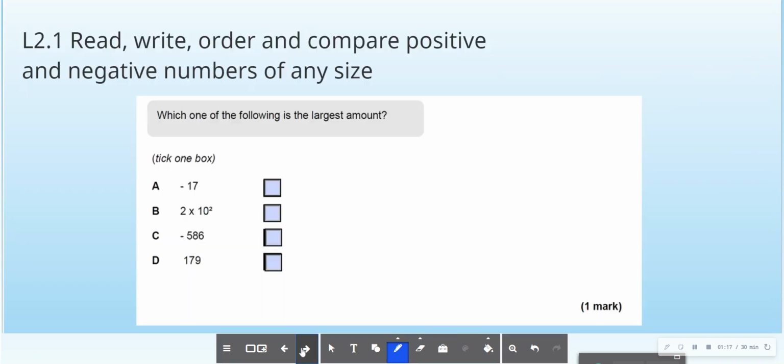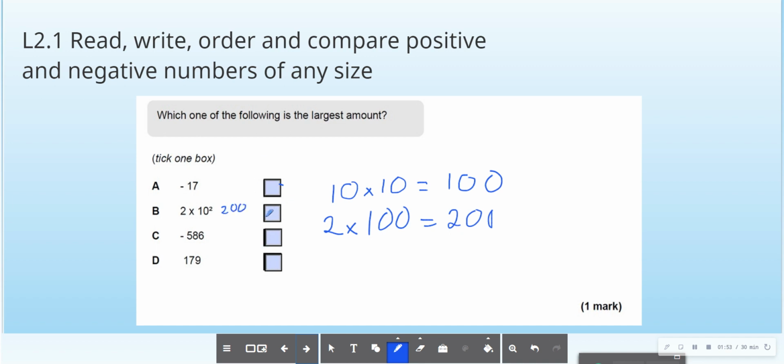Okay. Right, so first of all, we're going to look at reading and ordering numbers. So here the question is, which of the following is the largest amount? So you've got minus 17, you've got minus 586. They're two quite small, so we can probably rule those out straight away. So we've got 179 and 2 times 10 squared. Well, 10 squared, remember, is 10 times 10, which is 100. So 2 times 100 is going to be 200. So if we put these in order, this one's going to be our largest number.